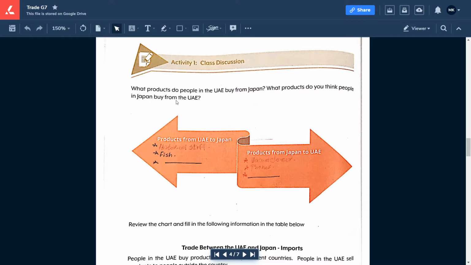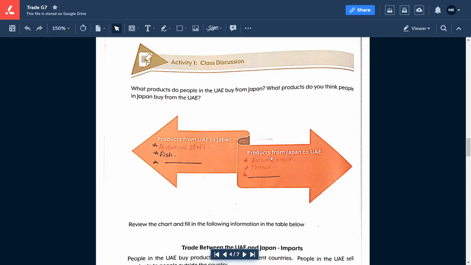What do you think the UAE can also sell to Japan? Usually we don't think about this. To be honest, I thought only Japan is selling things to the UAE. I didn't think that in exchange the UAE also sells things to Japan. So I thought of fish, historical stuff. What do you think? Right here, the third thing, or think of a product that the UAE sells to Japan.